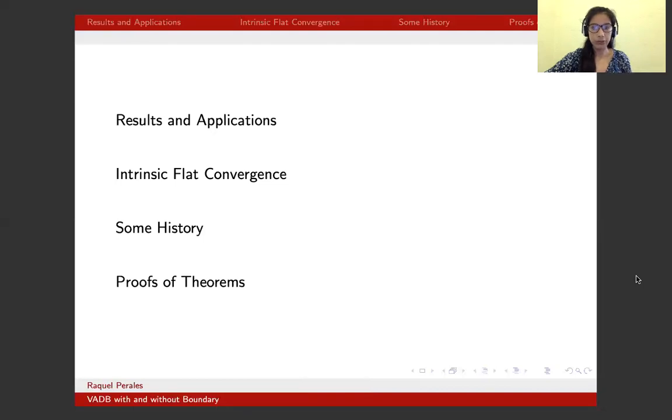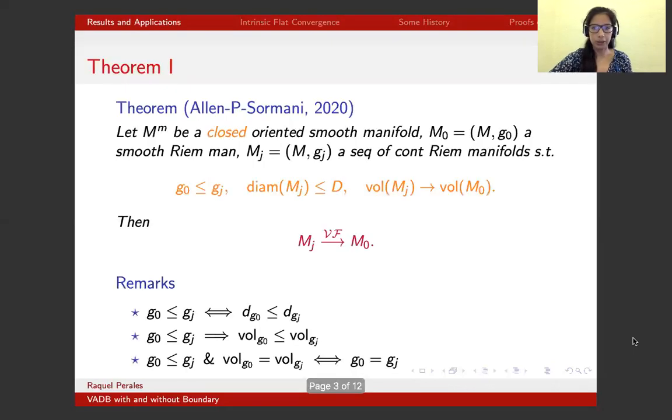My talk is going to be as follows. I will talk about results and applications. Then I will describe a little bit about intrinsic flat convergence. I will give some history about why we are proving these results. And then I'm going to give a sketch of the proofs of our main theorems. So let's start with the first part, the results and applications.